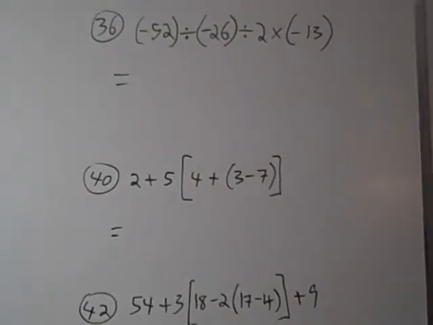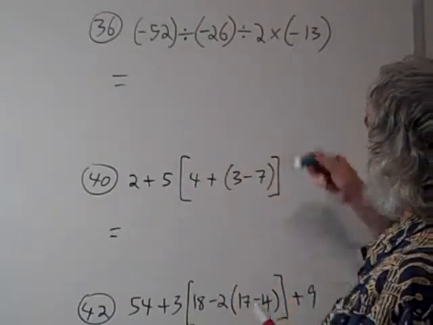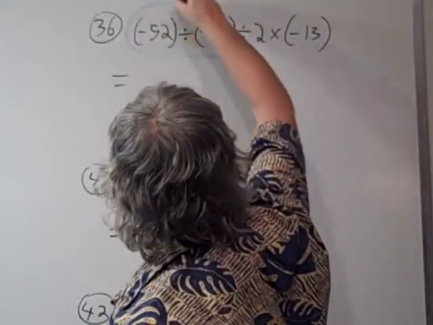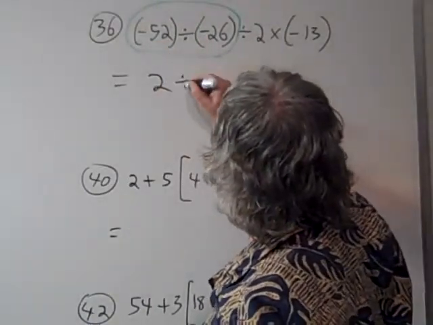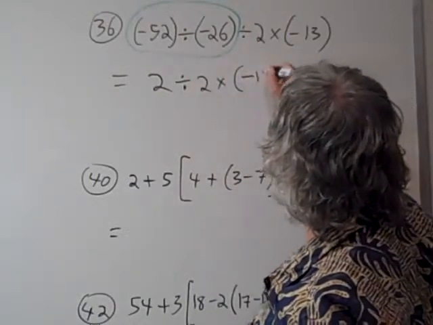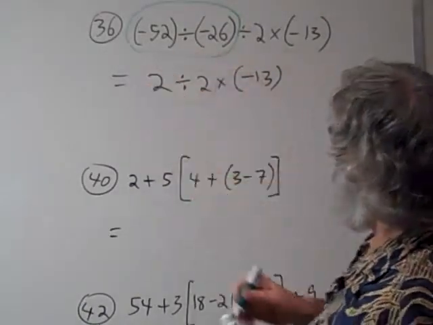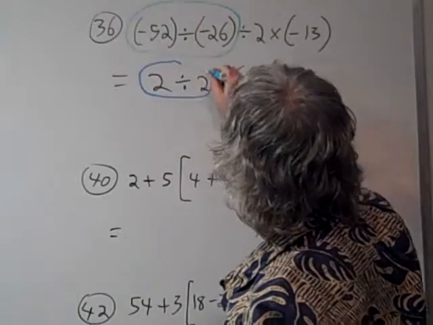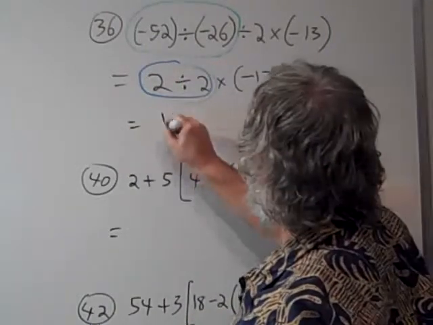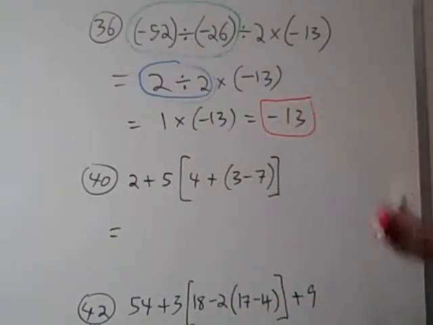Okay, now number 36. 52 divided by 26 is 2. Because 2 times 26 is 52. So negative 26 divides into negative 52 twice. So that all equals 2 divided by 2 times negative 13. And 2 divided by 2 equals 1. So that just equals 1. So 1 times negative 13 equals negative 13. That simplifies to negative 13.